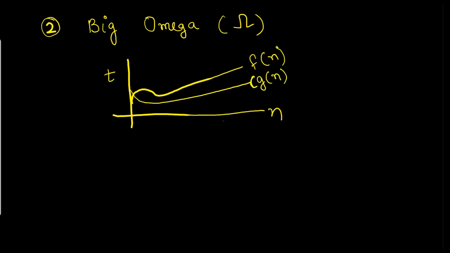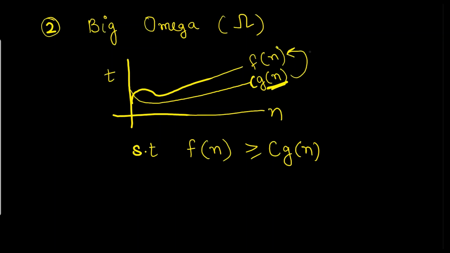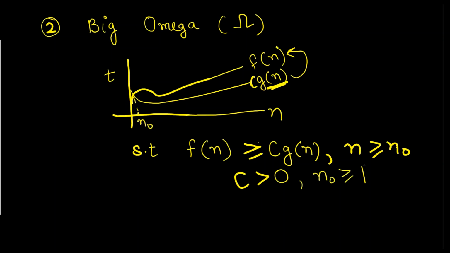C is a constant such that f(n) should be greater than or equal to c·g(n), as g(n), the function, is lower bounding the f(n). That's why we have this sign, where n should be greater than n0, the constant c should be greater than 0, and n0 should be greater than or equal to 1. Input should be at least 1. That's why we are taking n naught greater than or equal to 1.